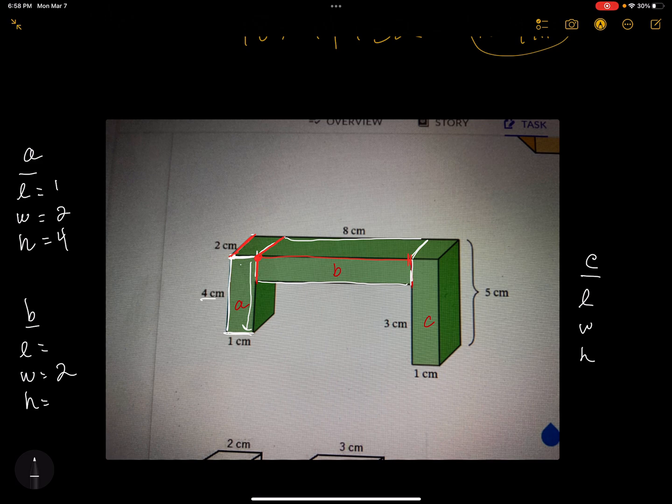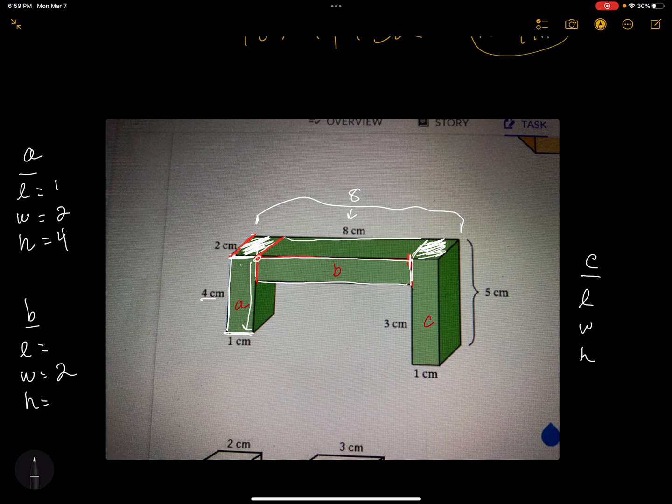Let's figure out these other ones. So let's just do our left to right first. Let's do our length first right here. So we know the total of this whole side right here is 8. Okay, this whole total right here is 8. We know it because it's right there. So that's the total. Okay, if we subtract this piece out here and this piece out here from the total of 8, it's going to give us what's left in the middle.